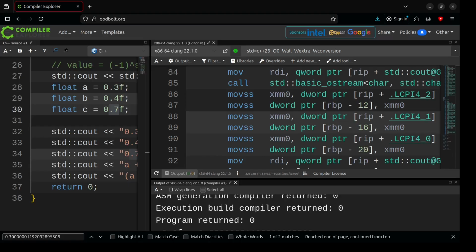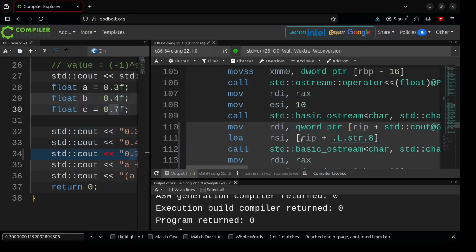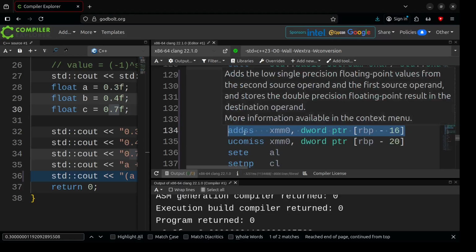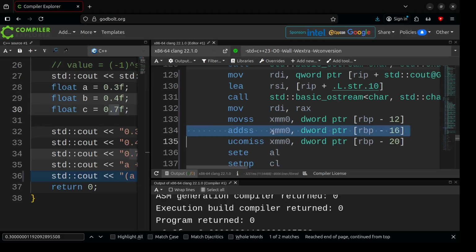Not that floating point numbers are broken, they're not. It's a deliberate trade between range and precision. For example, here in the assembly, this is where we add the two floating point numbers, and you have to remember that when you use addss in your assembly, you're not just adding numbers, you are adding binary fractions with 23 bits of precision, then rounding to the nearest representable value.